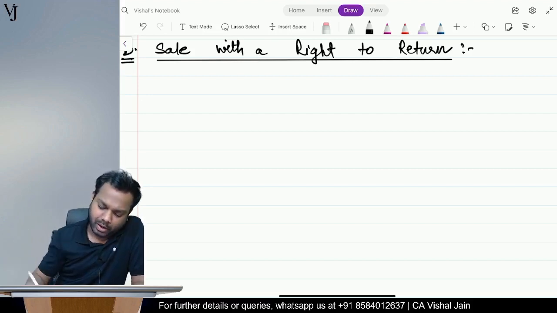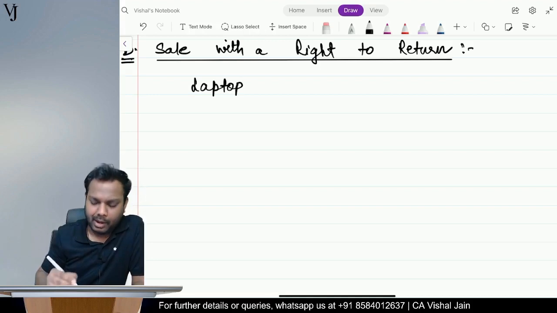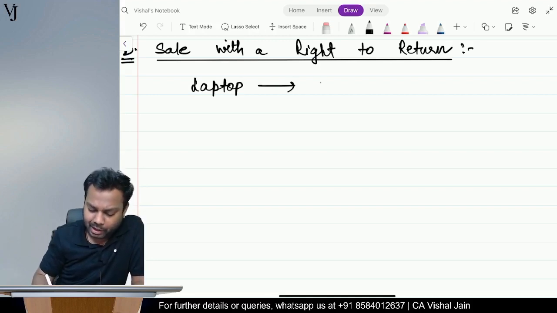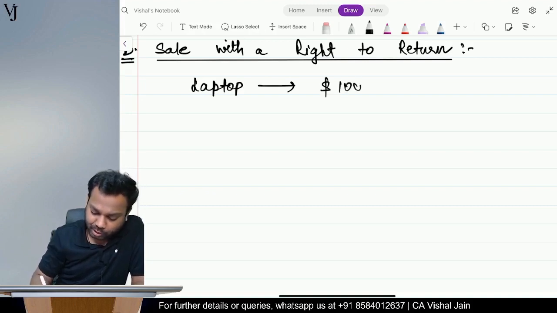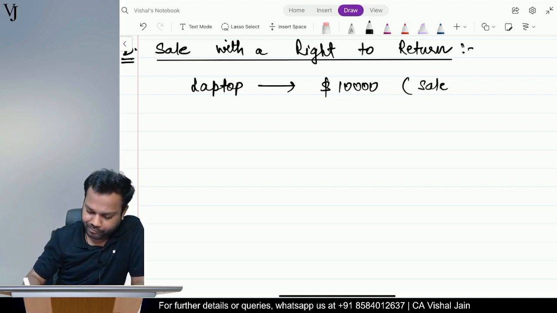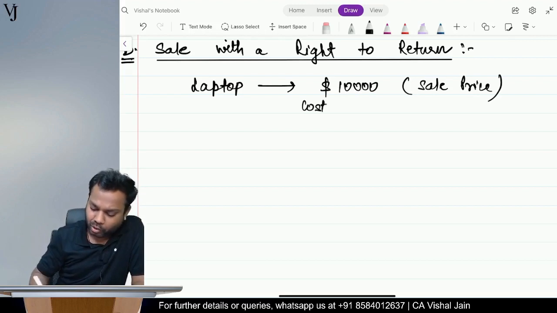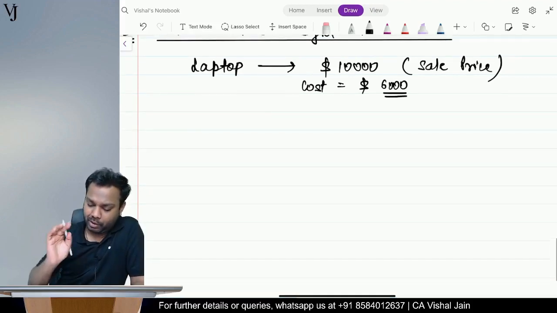So now, let's think of it practically. Let's suppose you have to purchase a laptop from Amazon, okay? And the laptop is priced at, let's suppose, $10,000, the sale price. And the cost of the laptop is, let's suppose, $6,000.